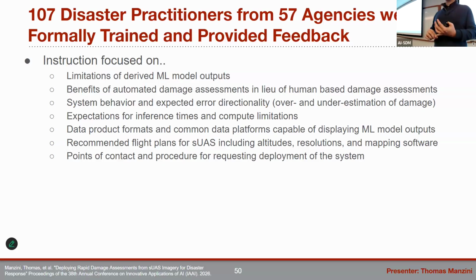Inference times and compute limitations. The practitioners are really concerned about being able to run on hardware in the wireless denied or limited environment, and so that was a big point for the training. Product formats, again, making sure that we have a good handle on the things that we're actually going to be delivering: those CSVs, those GeoJSONs, PDFs and such.